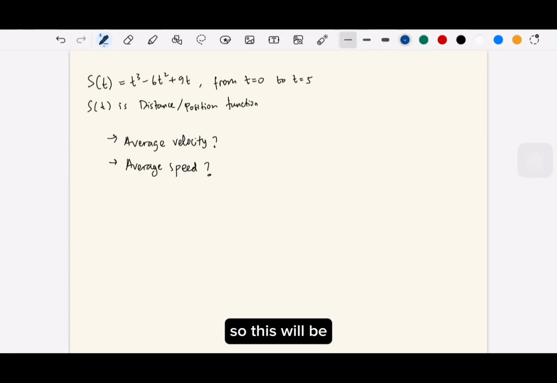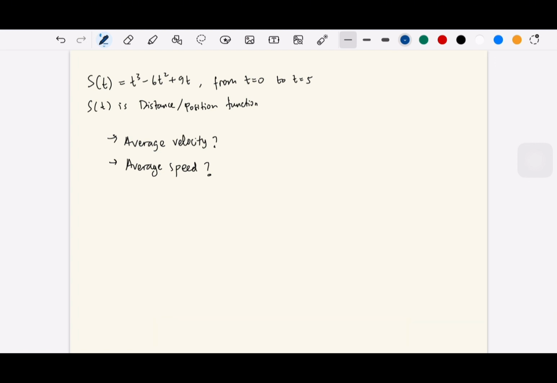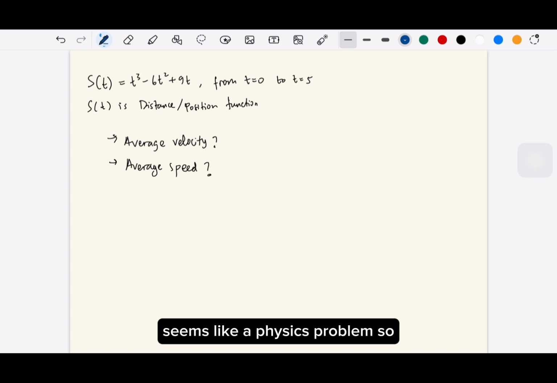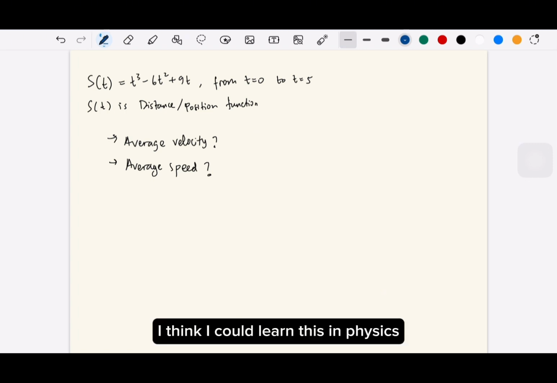So we are going to start our chapter 4 actually. I would like to start with this. It seems like a physics problem. Okay. So I think, have you learned this in physics?